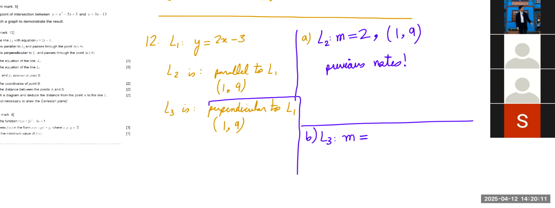Is it -1/2? Exactly. Minus reciprocals. Jessica, Amy, are you guys following? Yeah. Perfect. So everything so far is from last class. This is nothing new to us. So perpendicular means that if the slope of L1 is 2, then the slope of L3 is going to be -1/2. That's it. And it passes through 1, 9. So again, previous notes. Do the rest of this on your own.